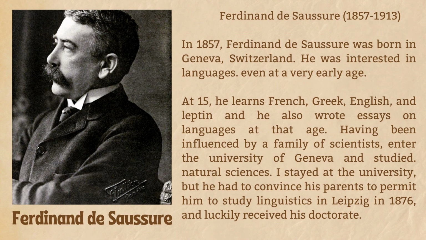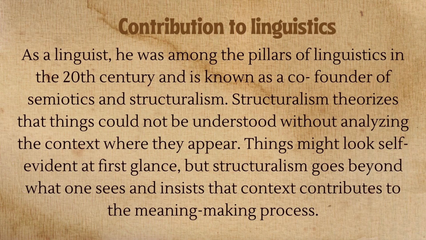Even as a young person, he was curious about languages. At just 15 years old, he learned French, Greek, English, and Latin, and wrote essays about languages. Despite his family's scientific background, he started studying natural sciences at the University of Geneva. However, he really wanted to study linguistics, so he had to persuade his parents to let him go to Leipzig in 1876. Luckily, he succeeded and earned his doctorate in linguistics. As a linguist, he was among the pillars of linguistics in the 20th century and is known as a co-founder of semiotics and structuralism.